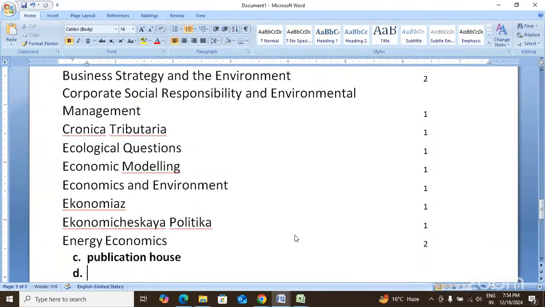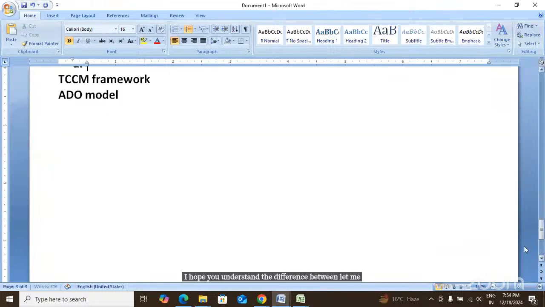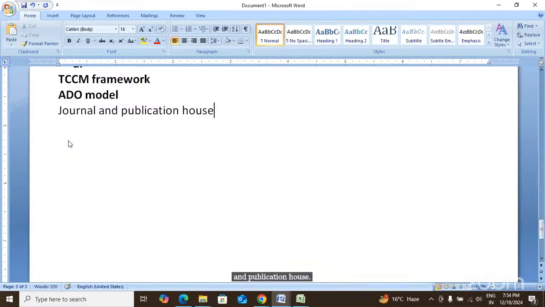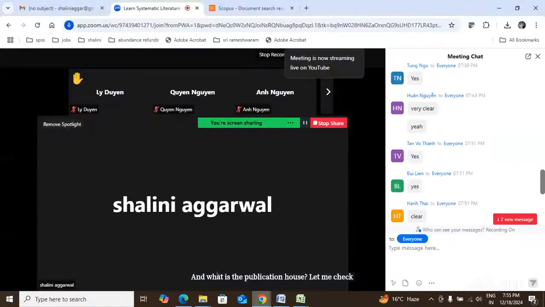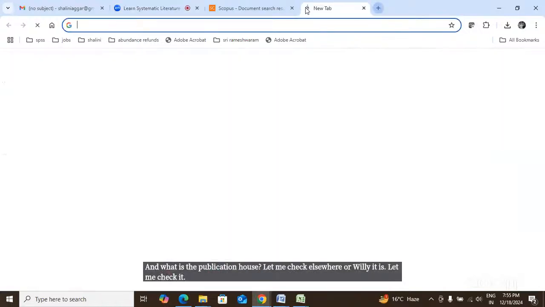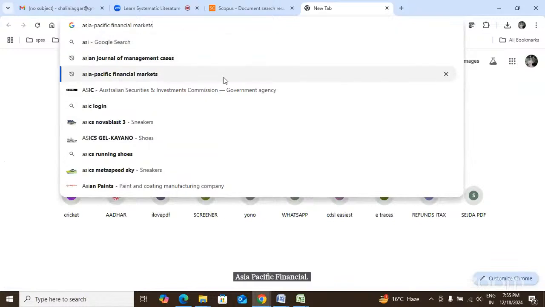I hope you understand the difference between a journal and a publication house. These are two different things. Let me give you an example. Asia Pacific Financial Markets is the name of the journal. And what is the publication house? Let me check.